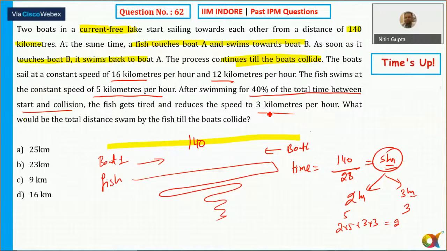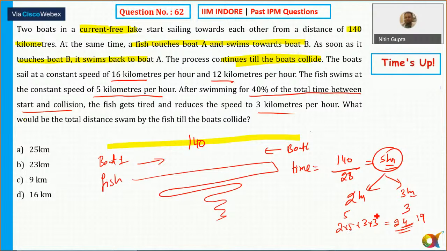And what was it earlier? 5 kilometer per hour. So 5 twos are 10, 3 into 3 is 9. So 10 plus 9, the answer should be 24. Okay, sorry, it should be 19. 5 twos are 10 and 3 threes are 9, so that should be 19.